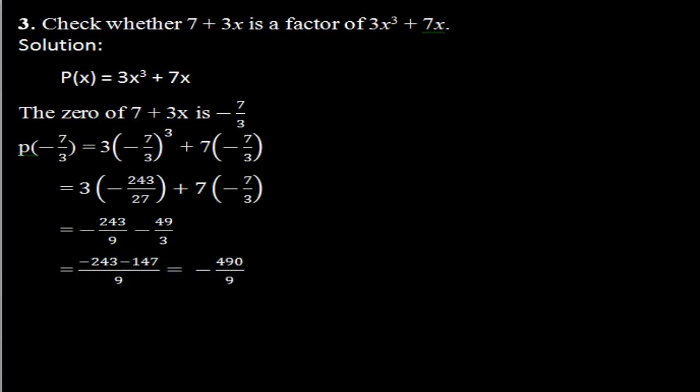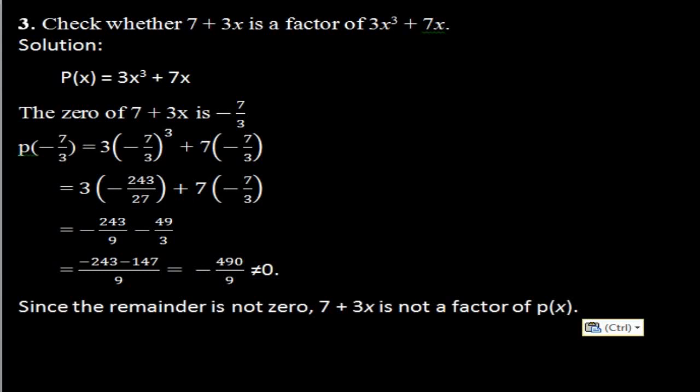This cannot be further simplified. This is not equal to 0. So since our remainder is not 0, this divisor is not a factor. Therefore 7 plus 3x is not a factor of p of x.